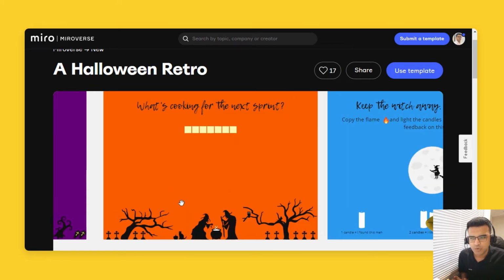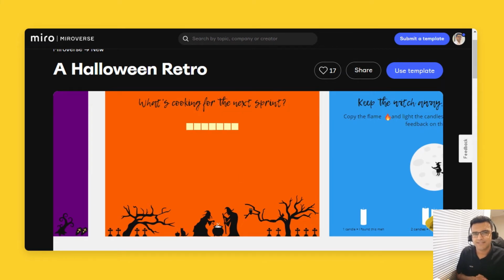The third one is what's cooking for the next sprint. The wizard and the witch might be cooking some magic potion for their next trip. But in the meantime, grab a post-it note and make a note of an action item for the next sprint. Now, do limit the action items to maybe 2 or 3, otherwise, it might be inefficient.